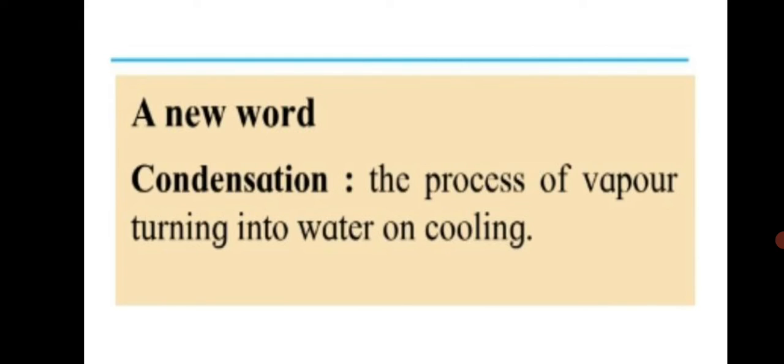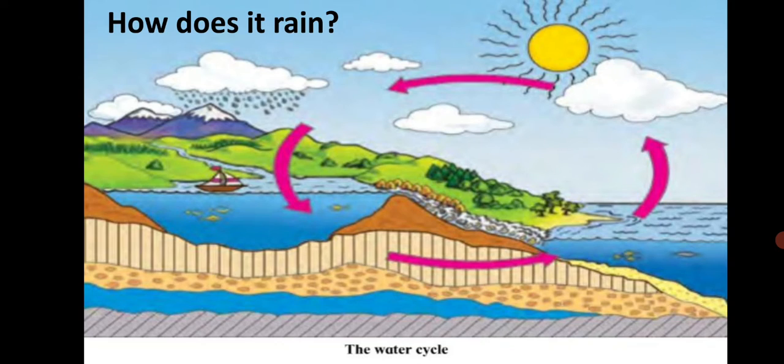So now let's learn, how does it rain? Water on the earth evaporates continuously due to the heat of the sun. Water that has percolated into the soil, means collected in the soil, also evaporates due to the heat and enters the atmosphere. As water vapor is lighter than air, it rises high up into the atmosphere. So here you see there is a water body. It is evaporating due to the heat of the sun and it rises up into the atmosphere.